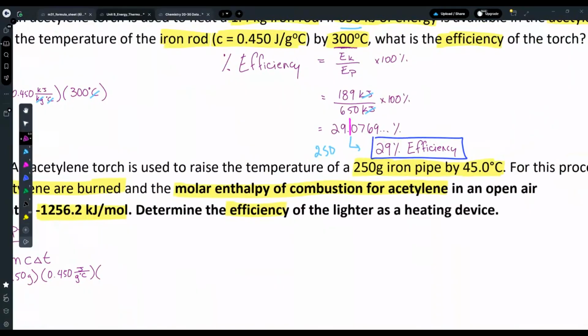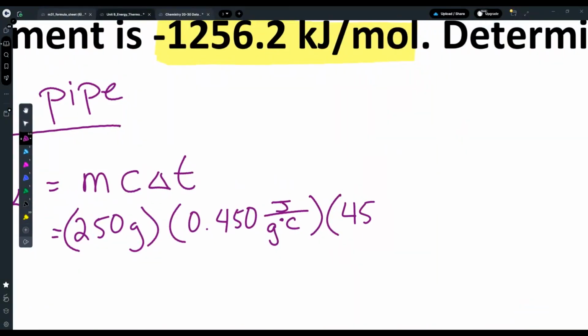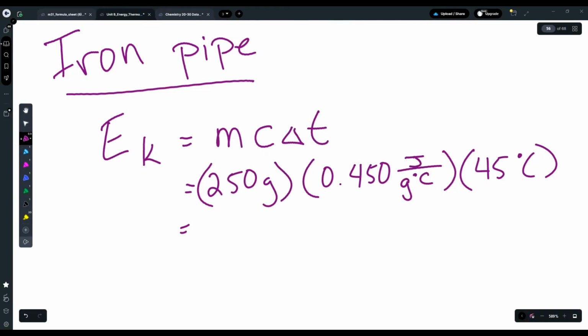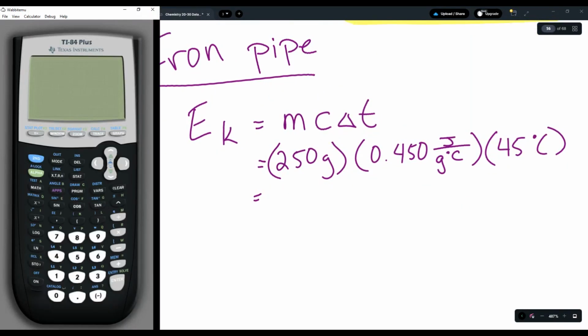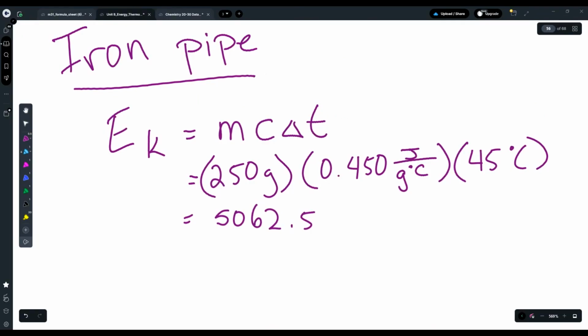The question said that the temperature was raised by 45 degrees Celsius, so that's giving us the change in temperature. So 250 times 0.45 times 45. That's going to give us 5,062.5. For our units, grams cancels out, so does degrees Celsius, so we're left with joules here.